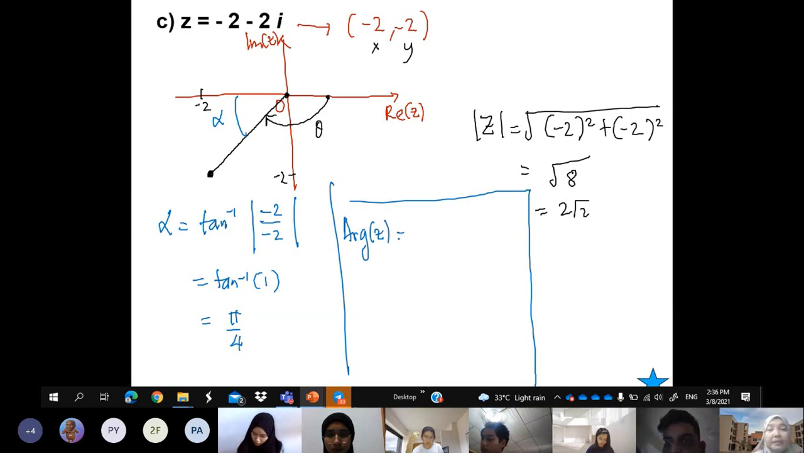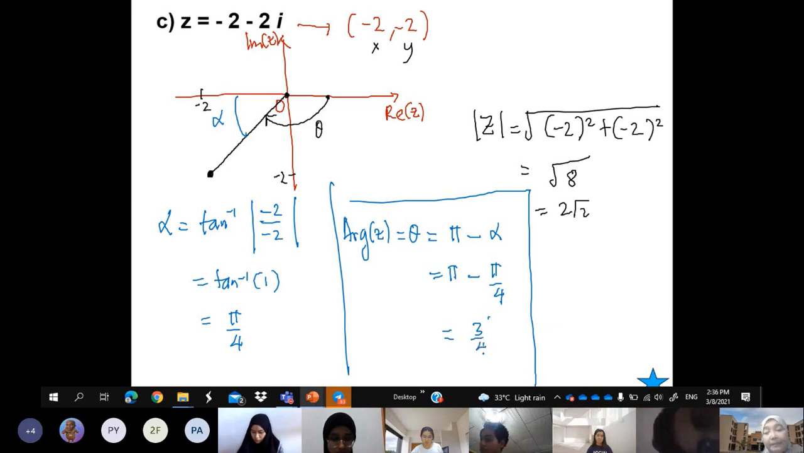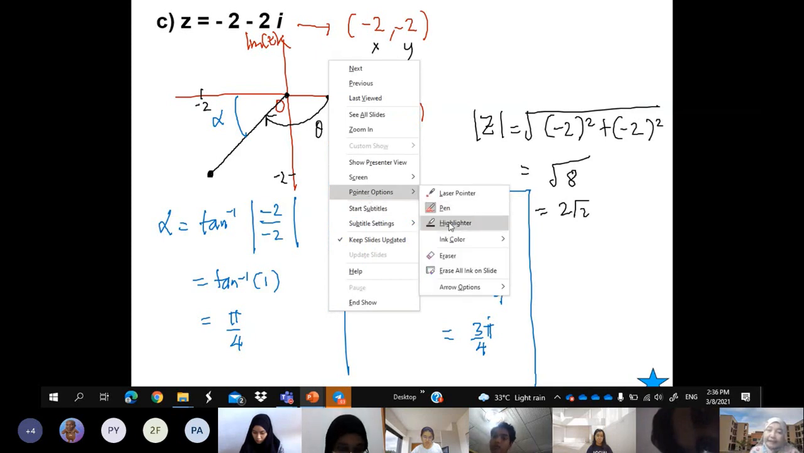The argument of z, or theta, is equal to pi minus alpha. Get the theta, check the Argand diagram. So your pi is pi, alpha equals pi over 4. Simplify: pi minus pi over 4 is 3 pi over 4. And before you say yes, done, check.